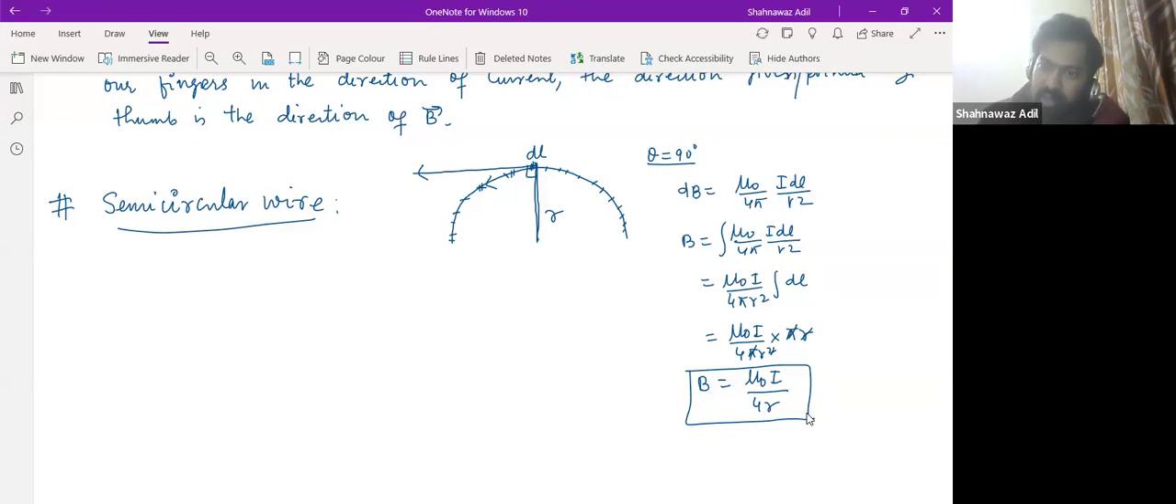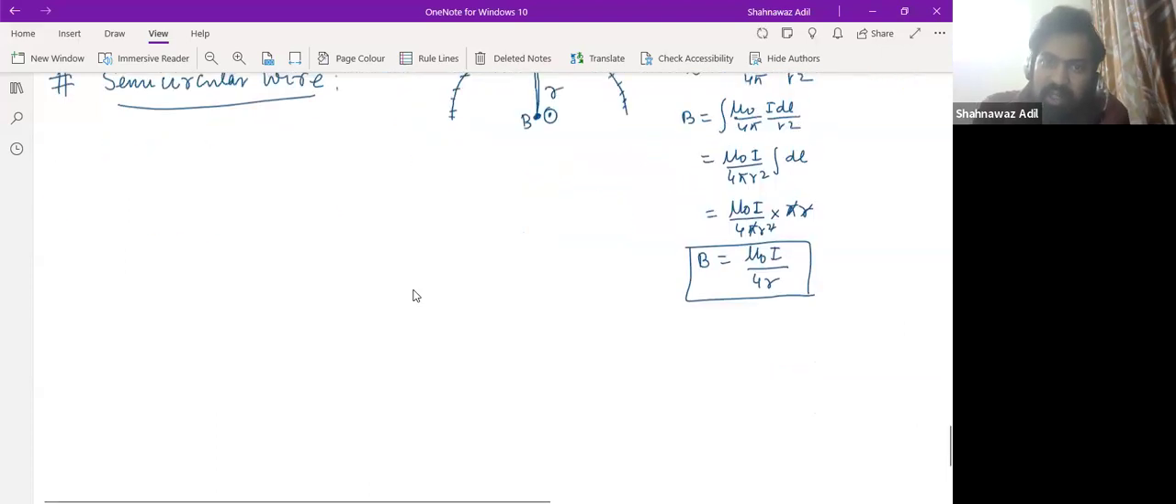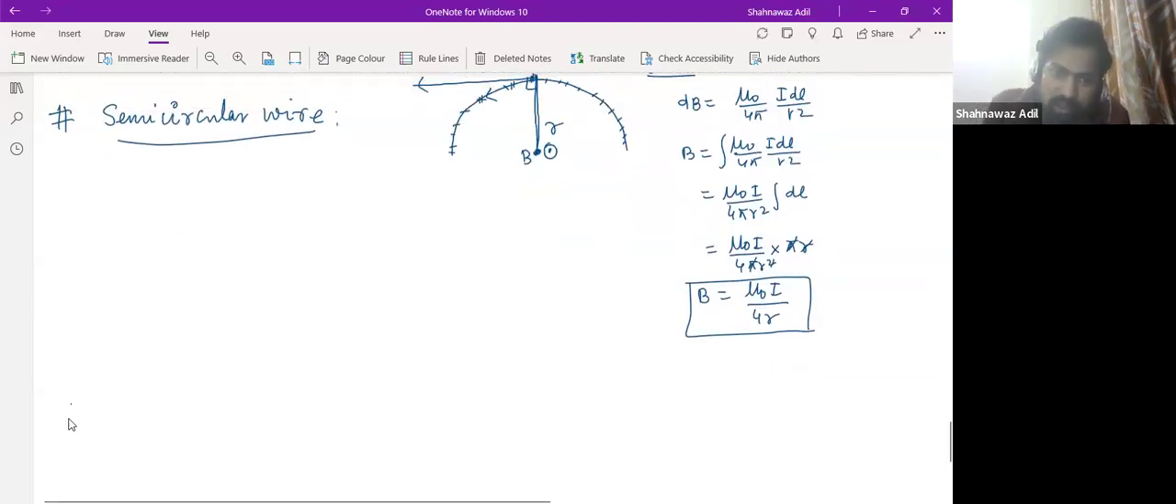The direction would be the same as you will use. So this would be the magnetic field.